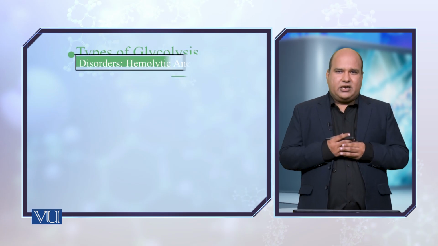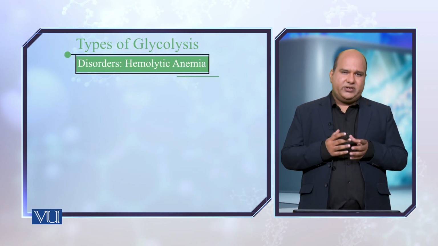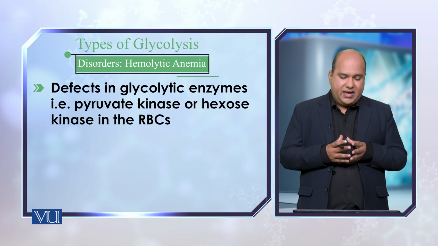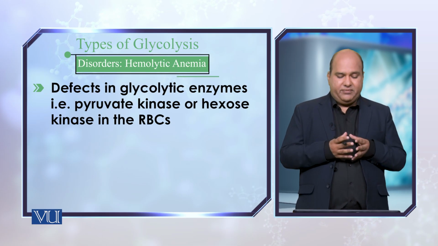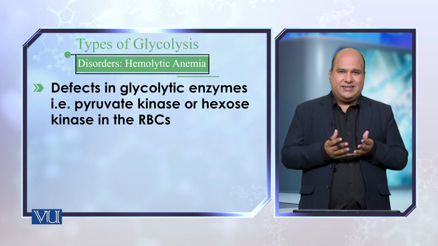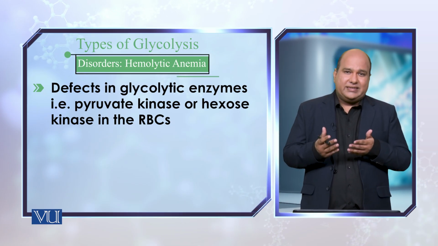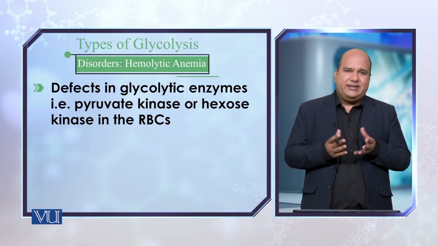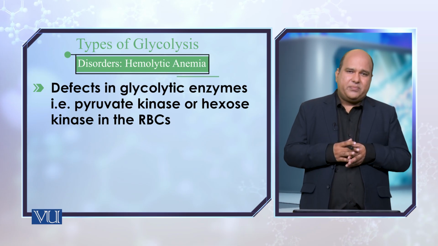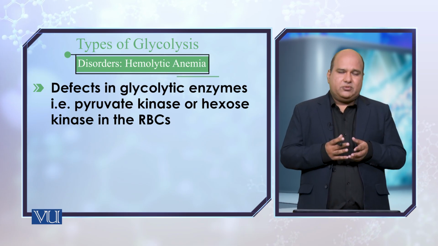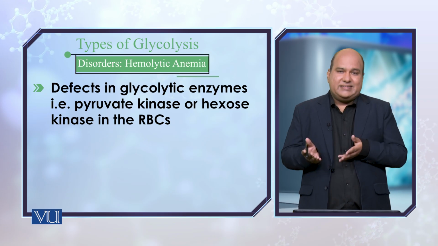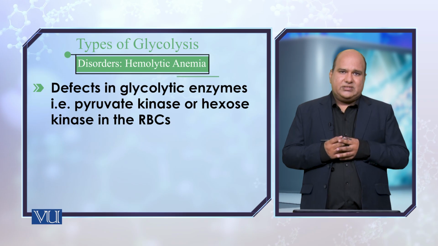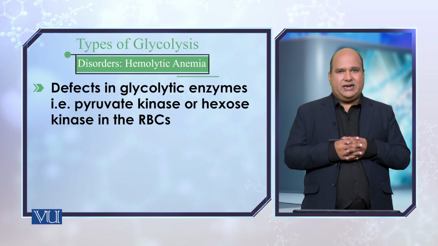Now let's talk a little bit about different types of disorders. One, of course, is hemolytic anemia. In hemolytic anemia, the glycolysis occurring in your red blood cells is not really being done in a proper way. There is some problem in it. It may be due to certain enzymes like hexokinase or any other enzyme which is involved in the glycolysis in RBCs.